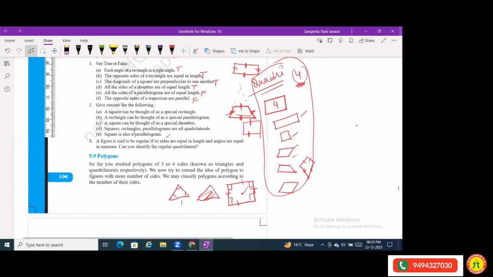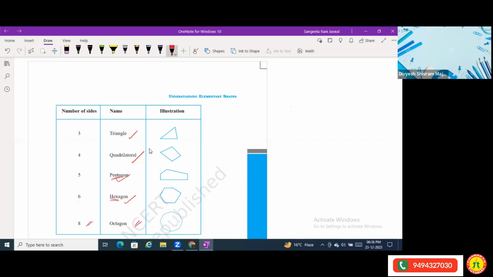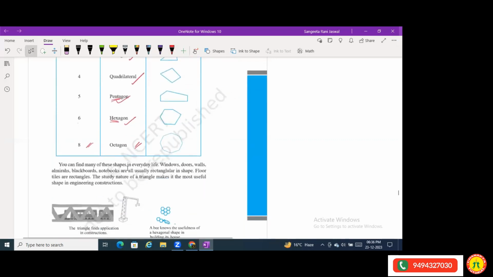Coming to the next part, that is polygons. Any polygon with three sides is a triangle. Any polygon with four sides is called a quadrilateral. Any polygon with five sides is called a pentagon; the word penta is written for five. Any polygon with six sides is called a hexagon; the word hexa is written for six. Any polygon with eight sides is called an octagon. Seven is not given here, but seven is called a heptagon.